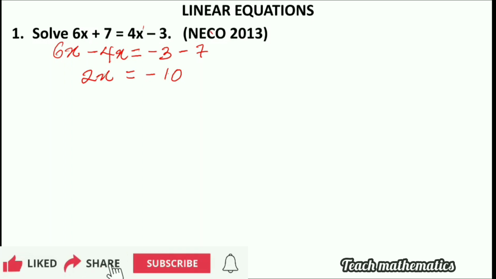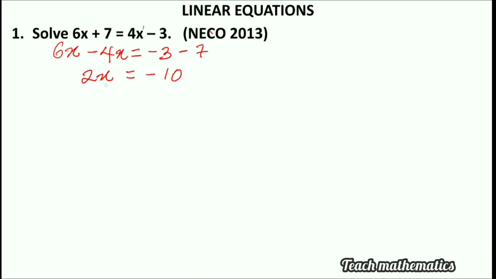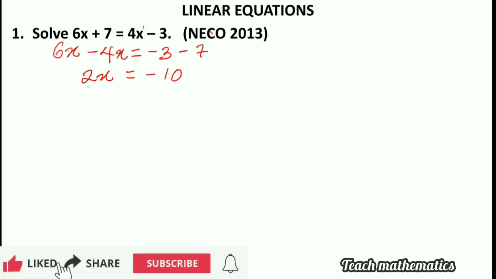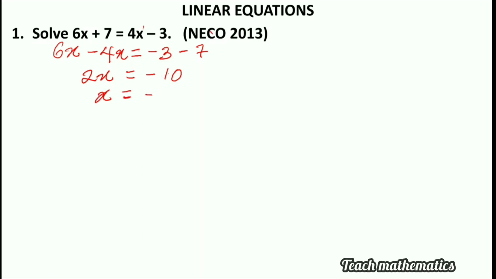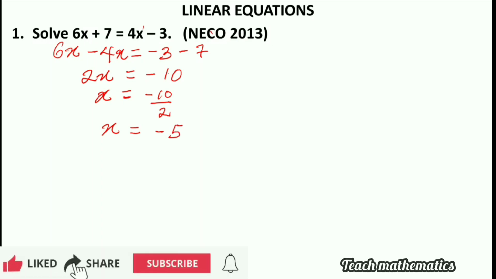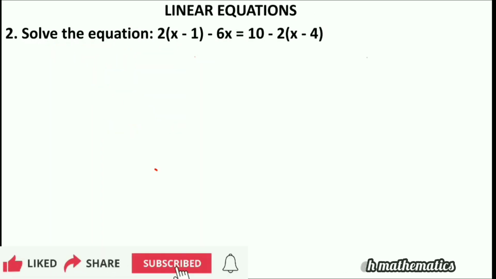The coefficient of x here is 2. A coefficient simply means what is used to multiply a variable. This 2x simply means 2 times x, and so the coefficient of x is 2. So to solve for x, we divide the other side of the equation by the coefficient of x, which is 2. So x equals minus 5. Minus 5.